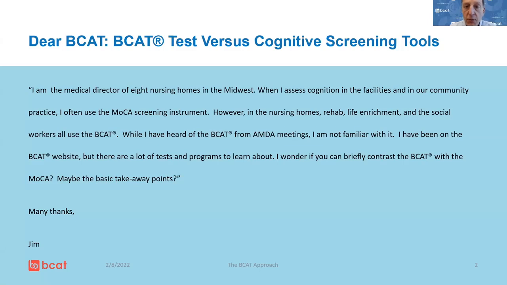However, in the nursing homes, rehab, life enrichment, and the social workers all use the BCAT. While I have heard of the BCAT from AMDA meetings, I guess that would be the American Medical Directors Association, I am not familiar with it. I have been on the BCAT website, but there are a lot of tests and programs to learn about. I wonder if you can briefly contrast the BCAT with the MoCA, maybe the basic takeaways.